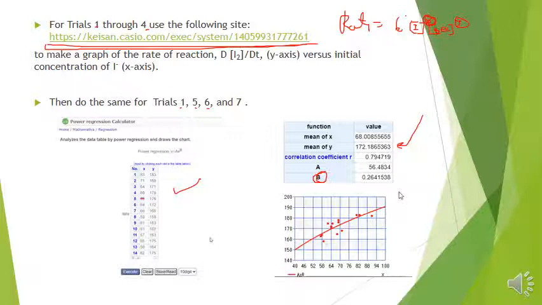And then you do the same thing with the H2O2. Now instead of using trials 1, 2, 3, and 4, you're going to use 1, 5, 6, and 7. And then you're going to use the rate for 1, 5, 6, and 7. You're going to hit execute, and then you're going to get another B. Okay, and that'll be Y. And then you write those two down, and then you're going to go into the next step.